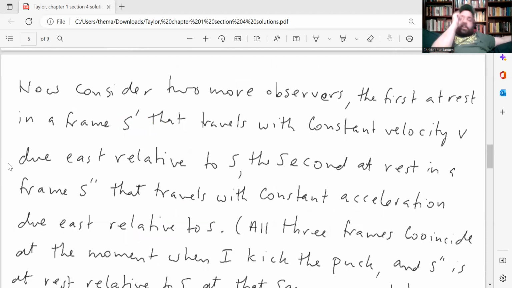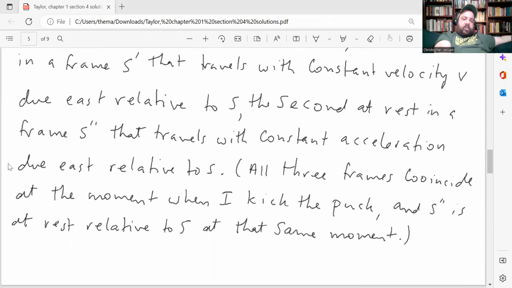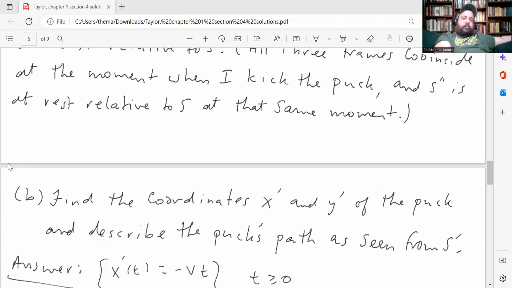Then he has another part to the same question. Now consider 2 more observers. The first at rest in a frame S prime that travels with constant velocity v due east relative to S. The second at rest in a frame S double prime that travels with constant acceleration due east relative to S. All 3 frames coincide at the moment when I kick the puck, and S double prime is at rest relative to S at the same moment.